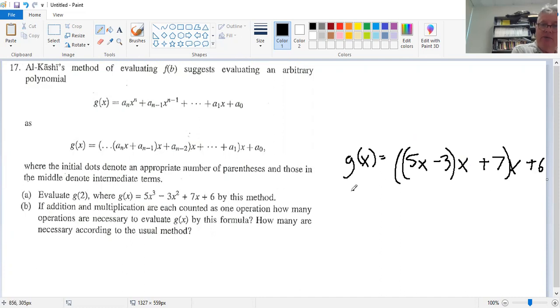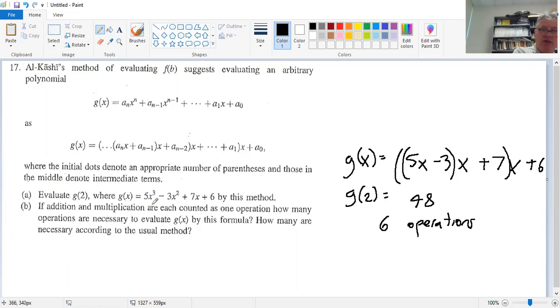Okay, so when we do g of 2, we're going to do 5 times 2 is 10. We're going to subtract 3 and get 7. We're going to multiply by 2, we're going to get 14. We're going to add 7, we're going to get 21. We're going to multiply it by 2, we're going to get 42, and then we're going to get 48. And in that we used 6 operations, 3 additions, and 3 multiplications.